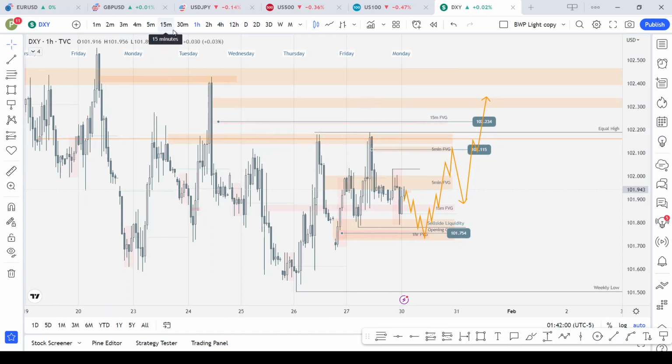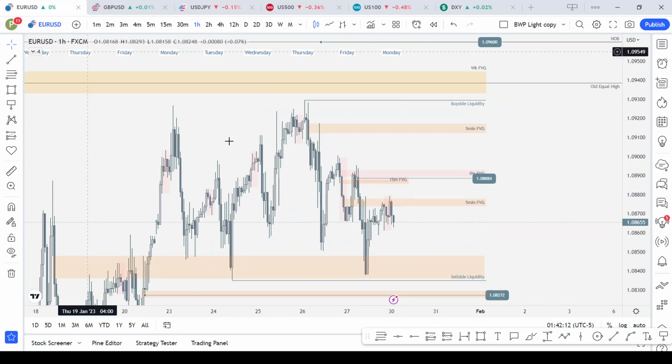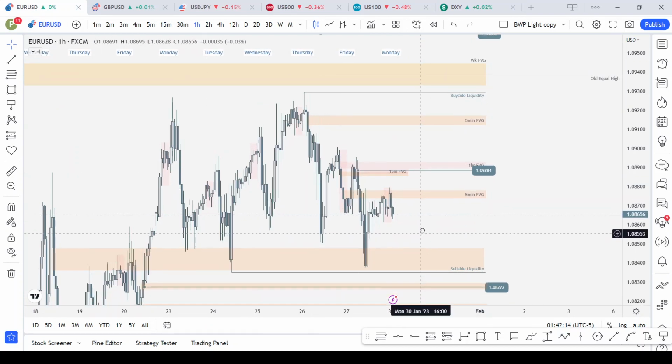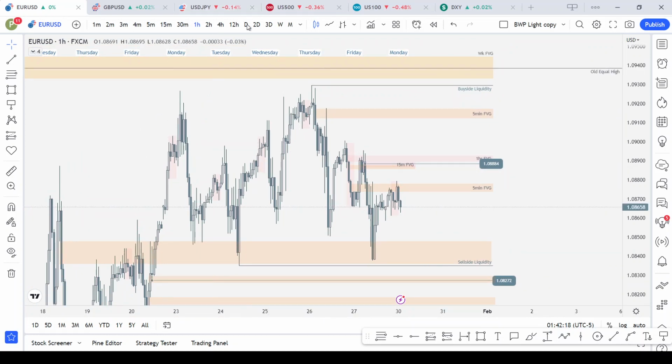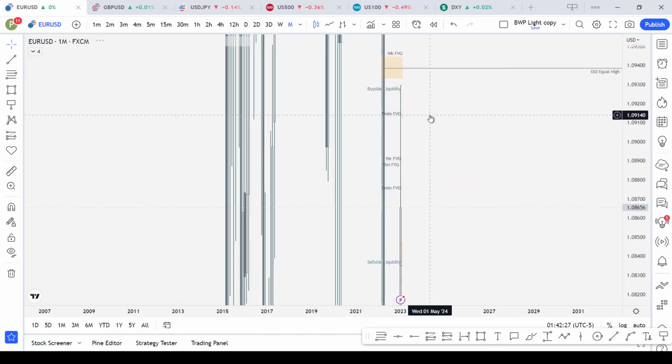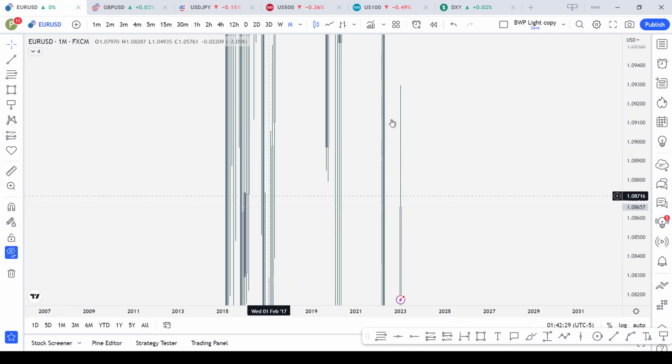Now let's get into euro and GBP. Now that we have a bias on DXY, we are going to look at euro and see what is likely going to play out. This is very interesting. Let's start from the weekly time frame. Let's see the monthly if there's anything of interest.